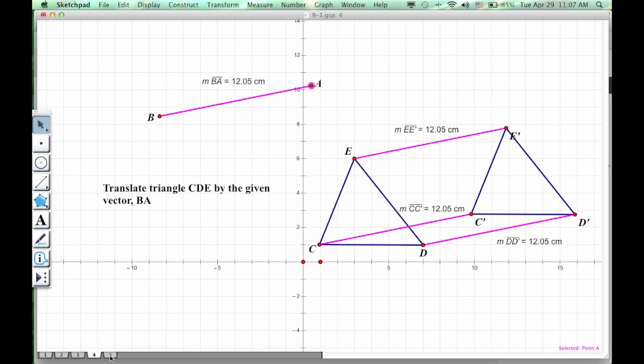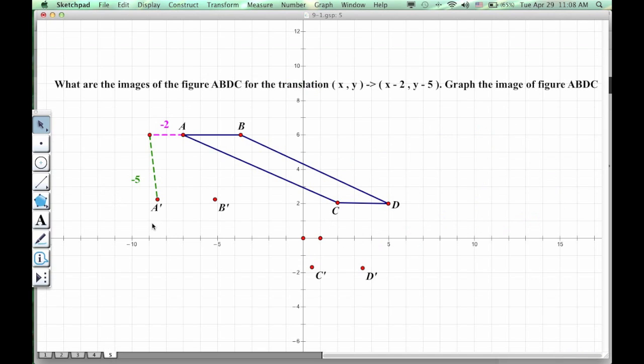So now here's the last question. What are the images of the figure ABDC for the translation by this equation? And then graph the image ABDC. So let's do point A first.